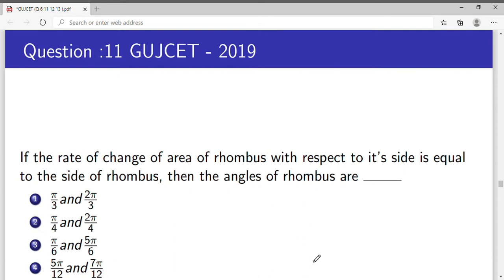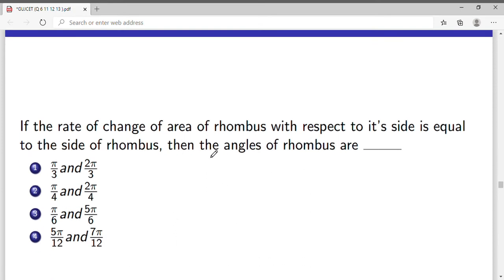Question number 11, GUJCAT 2019. If the rate of change of area of a rhombus with respect to its side is equal to the side of the rhombus, then the angles of the rhombus are: first option is pi/3 and 2pi/3, second is pi/4 and 2pi/4, third is pi/6 and 5pi/6, and fourth is 5pi/12 and 7pi/12.